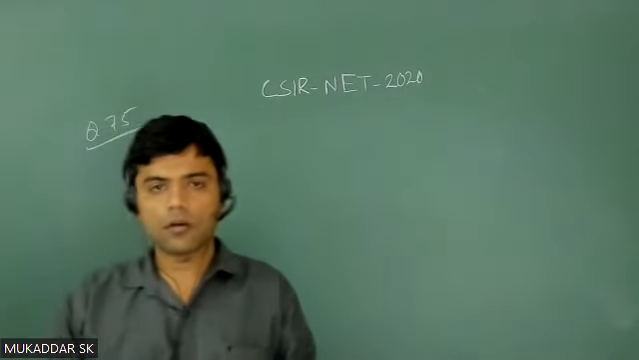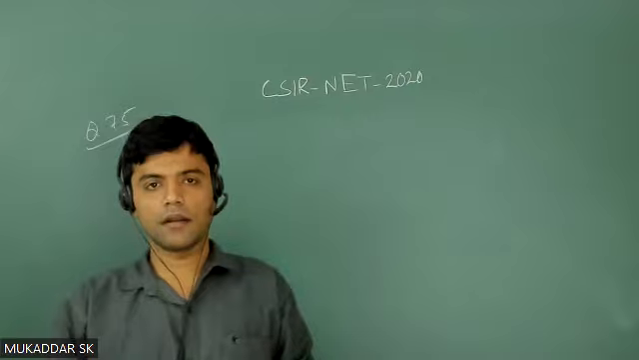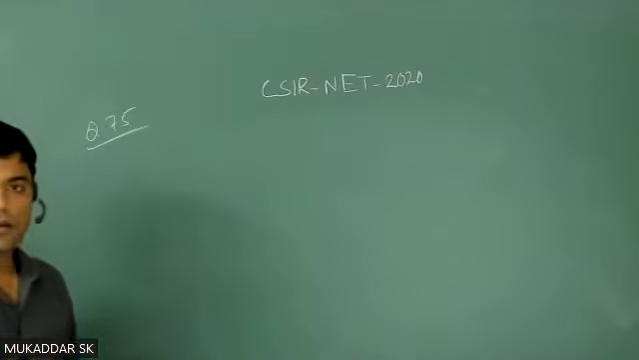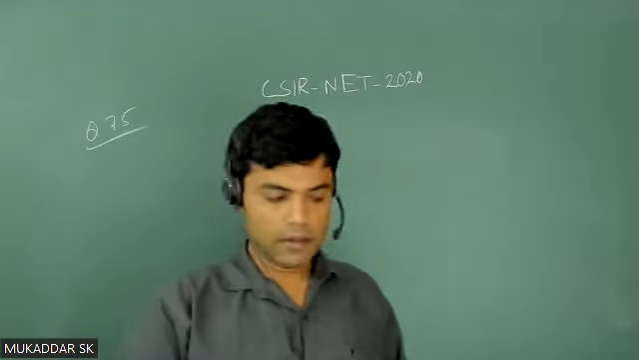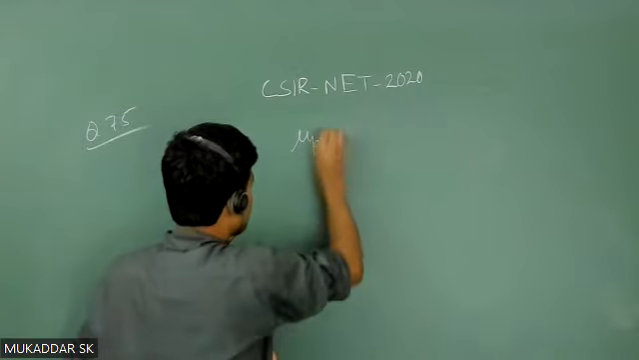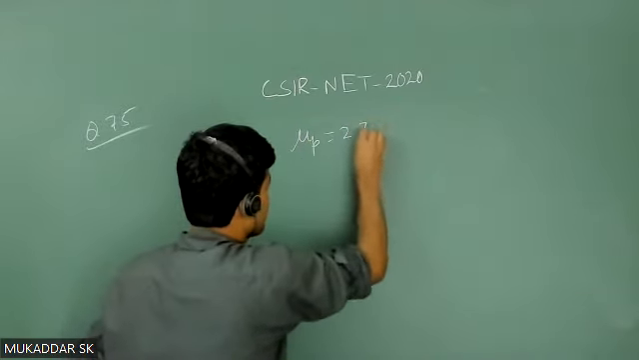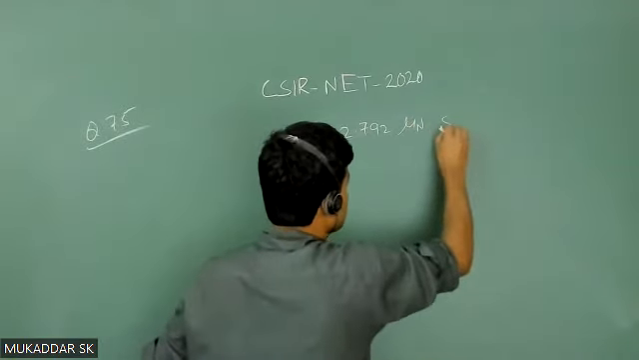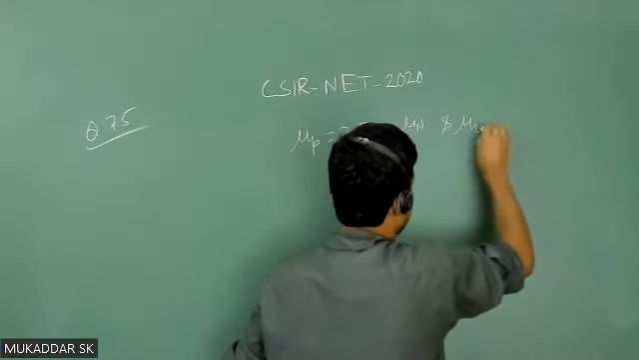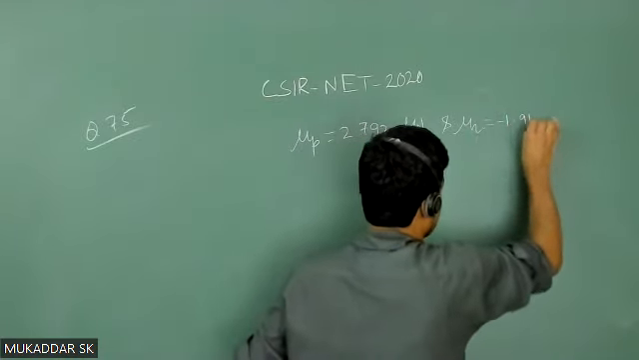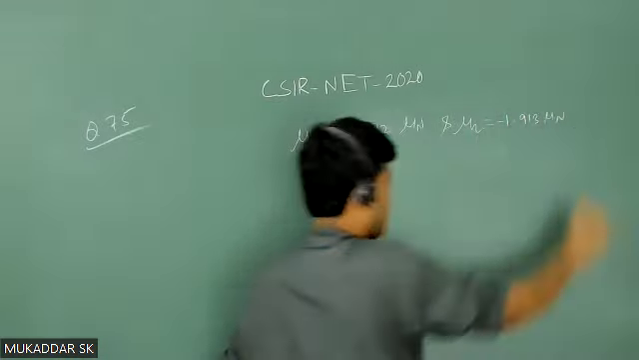Well, so let us solve one more problem from CSIR NET 2020, question number 75, and this is basically from nuclear physics, the shell model. In this question, it is mentioned that the magnetic moment of a proton is 2.792 in the unit of mu n, and also they have mentioned the magnetic moment of a neutron is given as minus 1.913 in the unit of mu n.